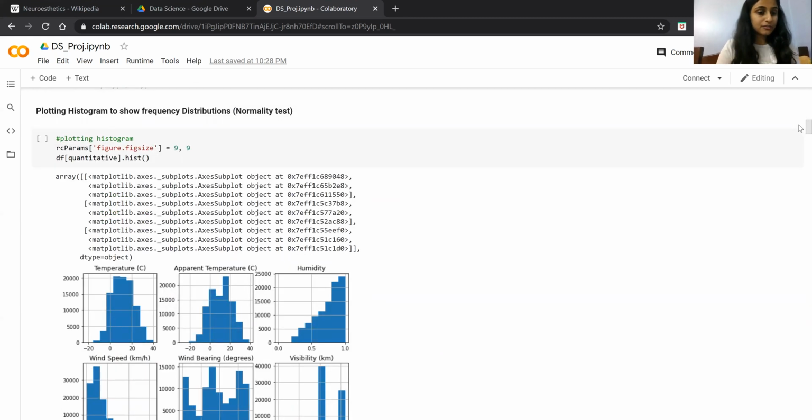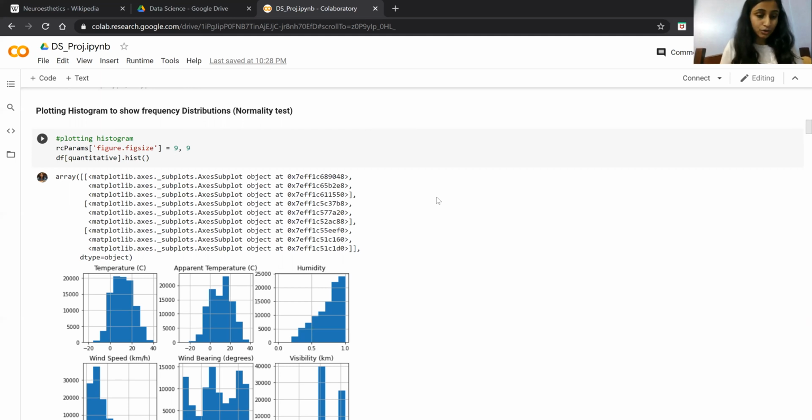Next, moving on, we come to the normality test. The normality test is used to determine whether the sample data has been drawn from a normally distributed population. A normally distributed population is one where the values are within some sort of limit, within some tolerance.